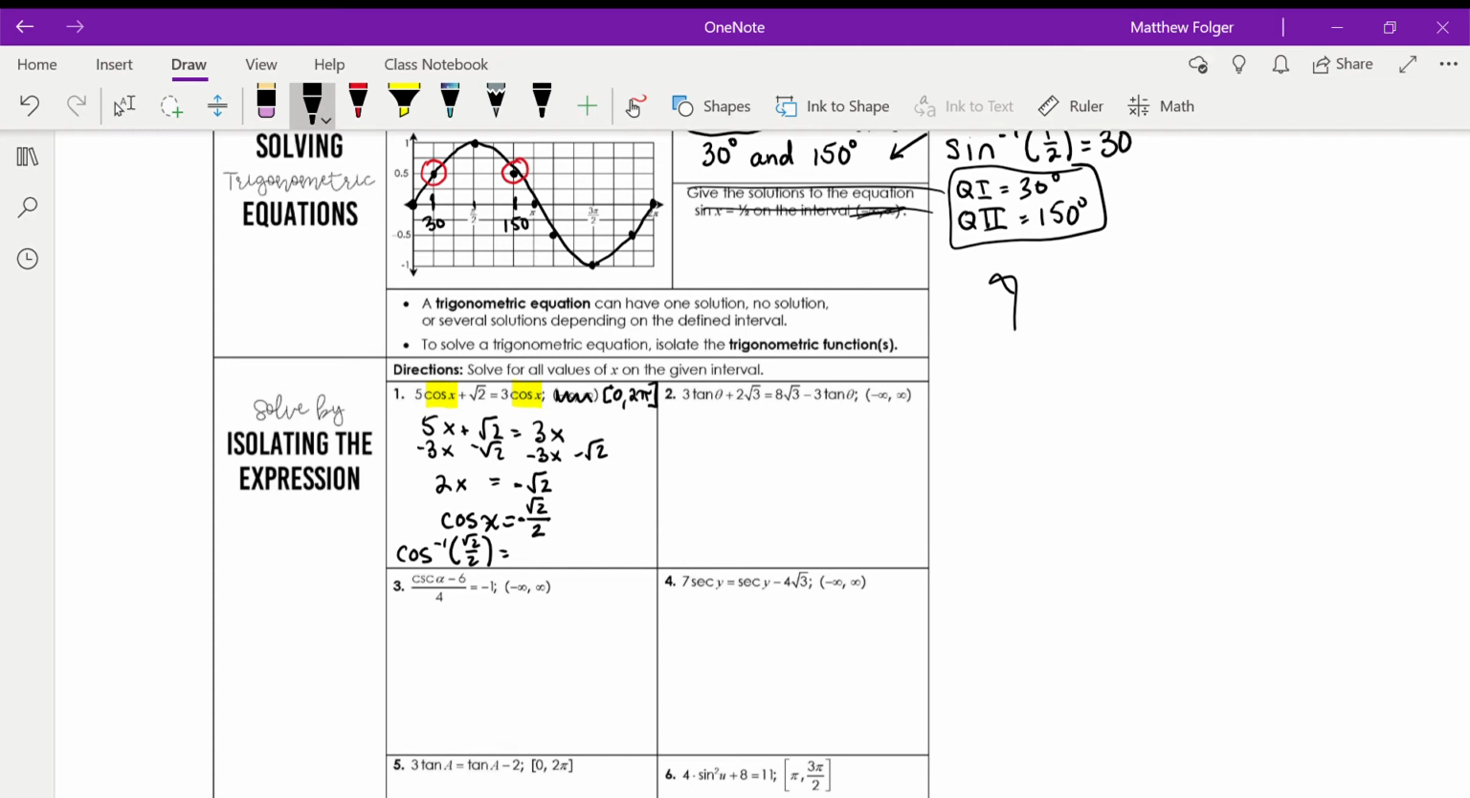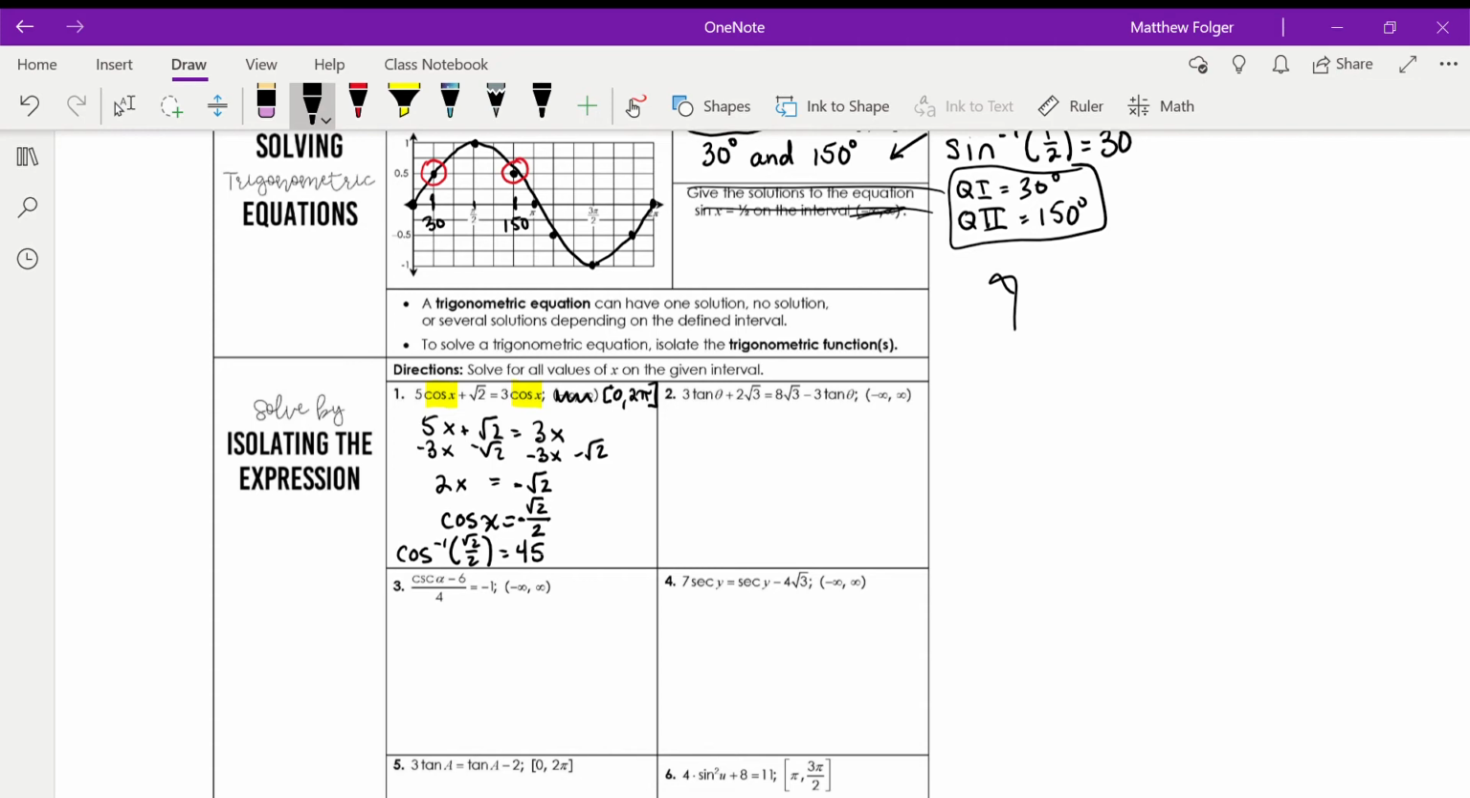If I can find my graphing calculator. Here it is. So second cos square root of 2 over 2, making sure I'm in degrees, and you get 45. Okay? So that's my reference angle.